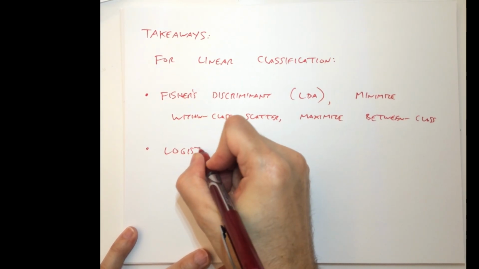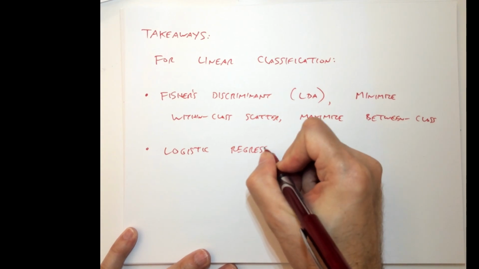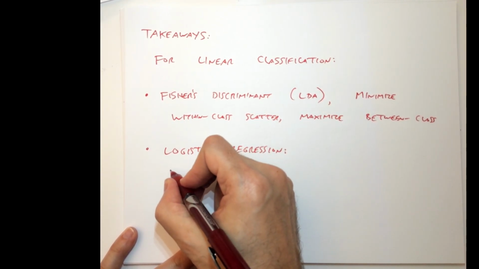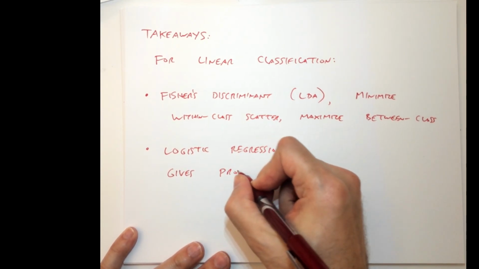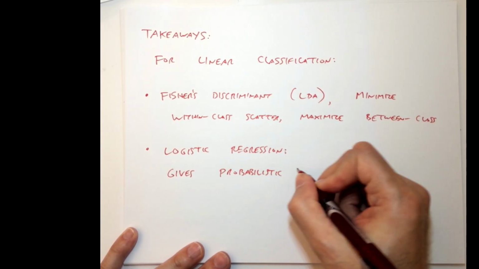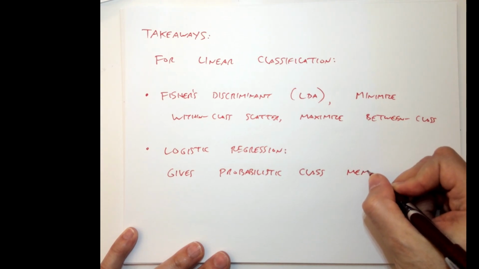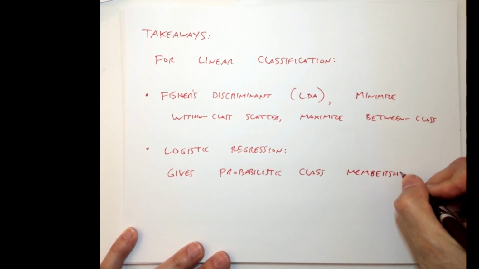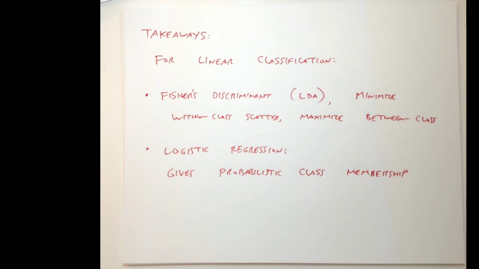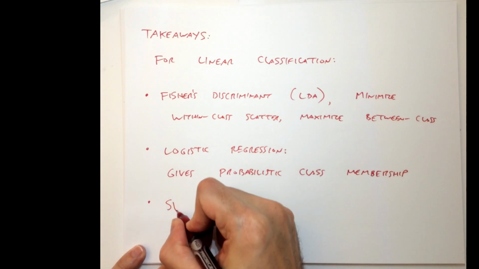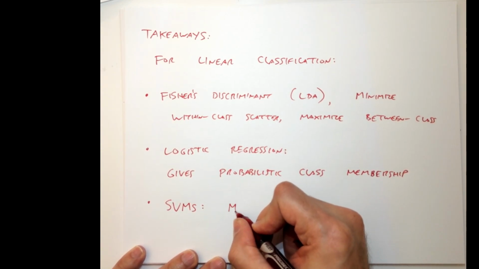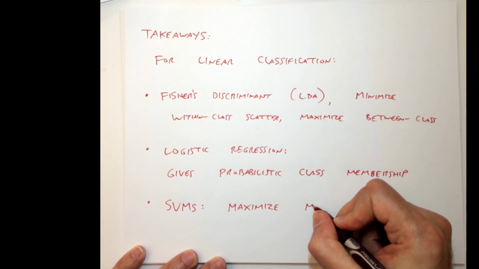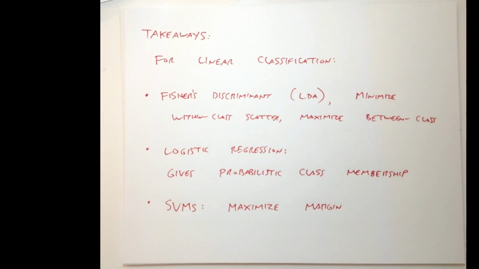Then you have logistic regression, which is often the better thing to do because it gives a probabilistic class membership. Via the softmax function, we can interpret the results of logistic regression as the probability that a point is in a given class, which is often very constructive. And for SVMs, the cost function is basically to maximize the margin. These are just three different perspectives on the right way to draw the line.